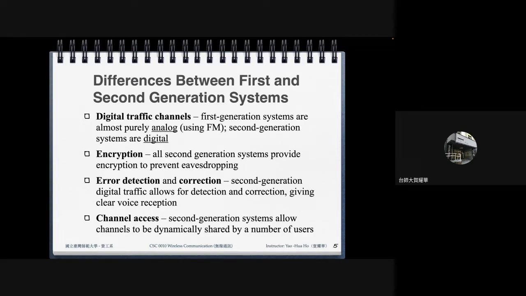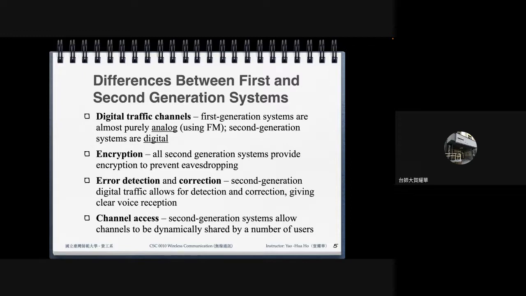From the first generation, moving to the second generation is changing from analog communication to digital communication. So the first generation is pure analog. The second generation is digital. Once you digitize those channels, you can have encryption on the second generation, which prevents any type of eavesdropping and provides what we call security. Because it's digitized, now everything changes to 0 and 1 bits.